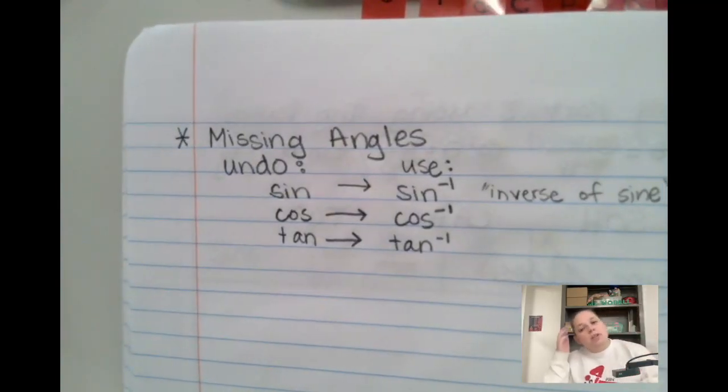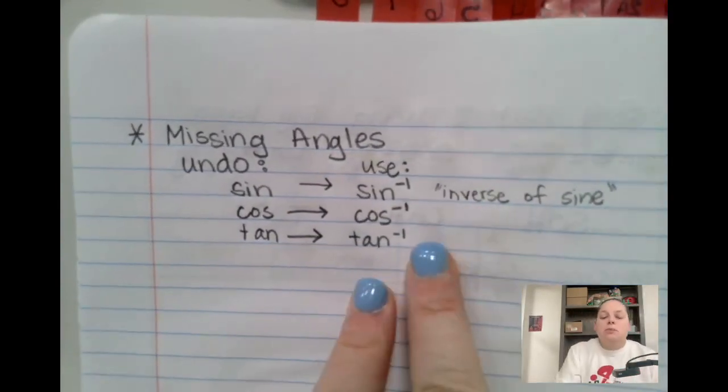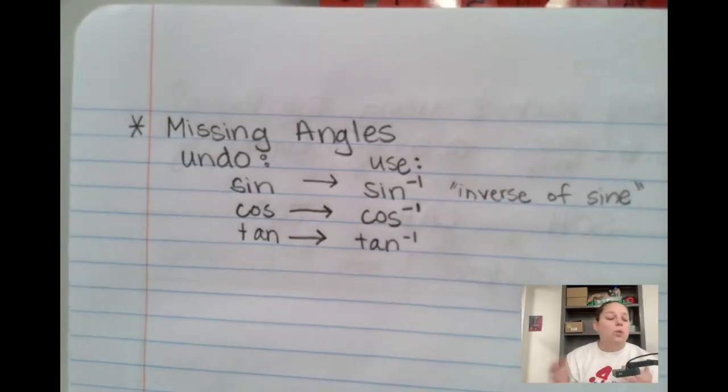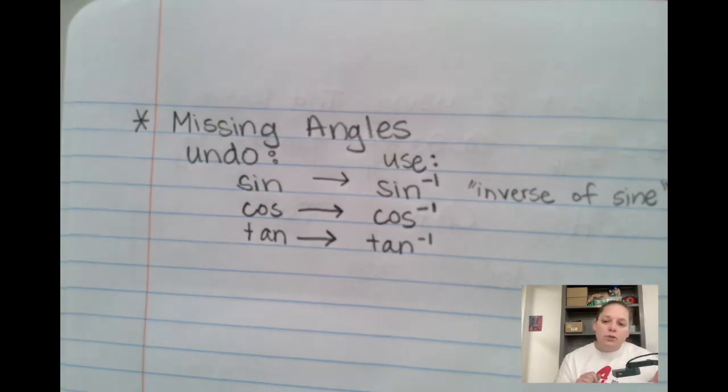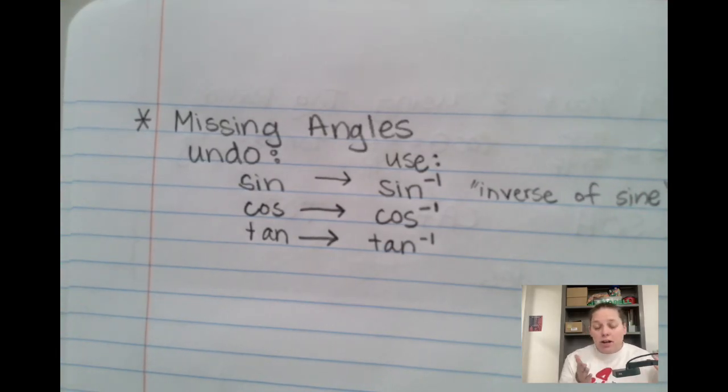This is just something that our calculator does. It's not something we need to know how to do. We just need to know when to use it, and then our calculator will do the little mathy maths. It's all the same ratios no matter what the triangle is. Okay, math.